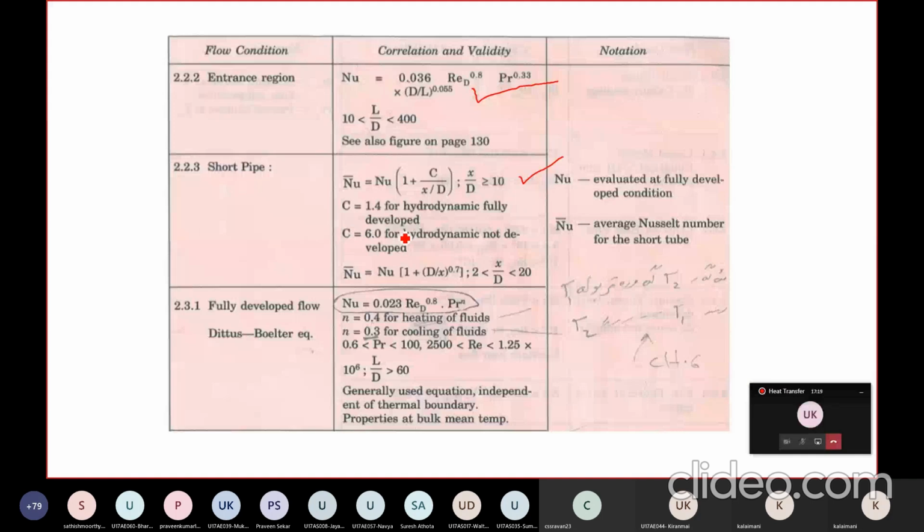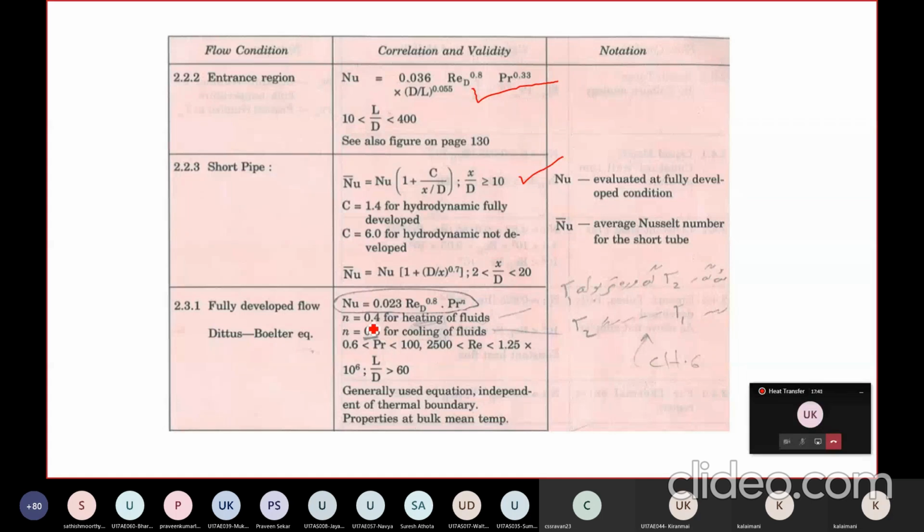In most cases we assume the flow is fully developed flow. Therefore, your Nusselt number is equal to 0.023 Reynolds number at diameter D to the power 0.8 into Prandtl number to the power n. Here n is 0.4 for heating of fluids, and n equal to 0.3 for cooling of fluids.